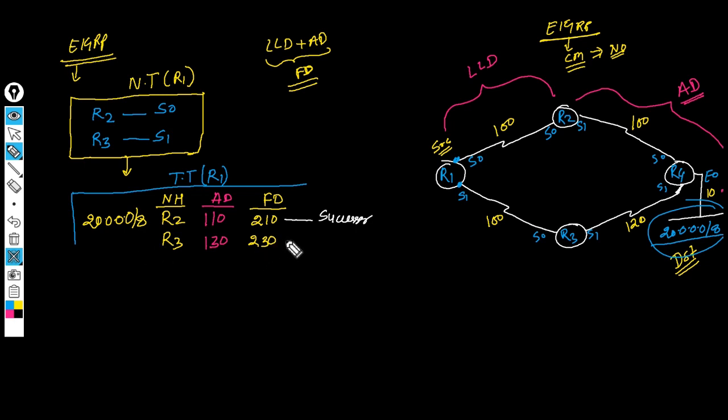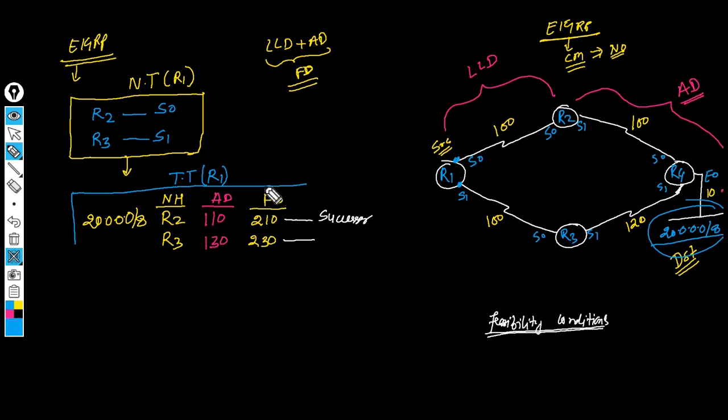And this path is also available. Is it going to be the second best path? Yes or no? The answer depends completely on one condition, which is called the feasibility condition. And what is this feasibility condition?